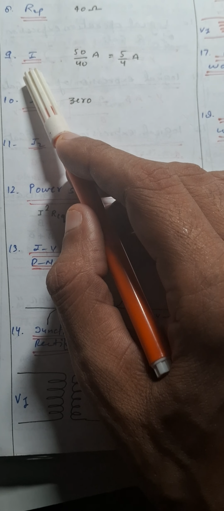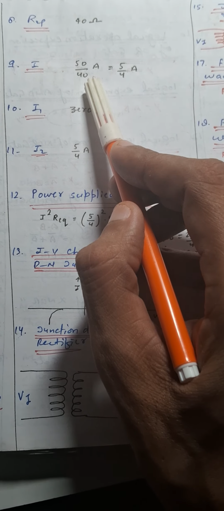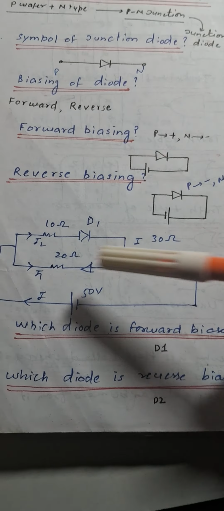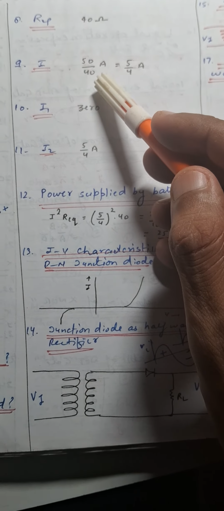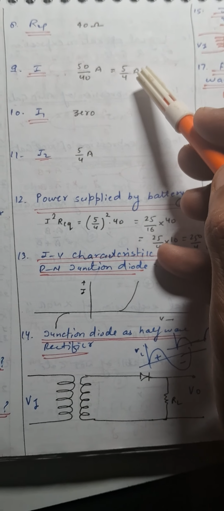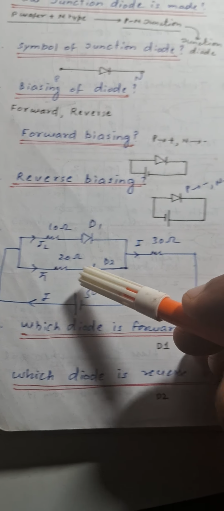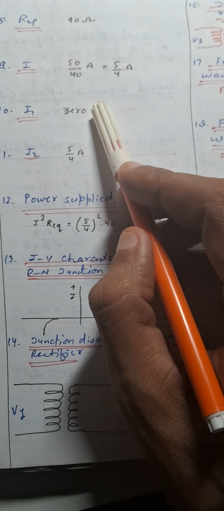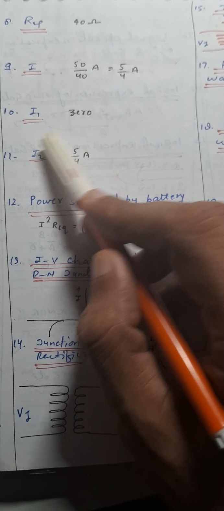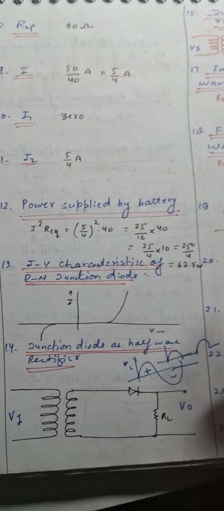Then is the current in the circuit. The current is V divided by R equivalent. Voltage here is 50 volt and R equivalent is 40 ohm, so that gives us 5 by 4 ampere. Then is I1. As we can see, D2 will offer infinite resistance, so I1 will be 0 and the full current will flow through I2, that means 5 by 4 ampere.